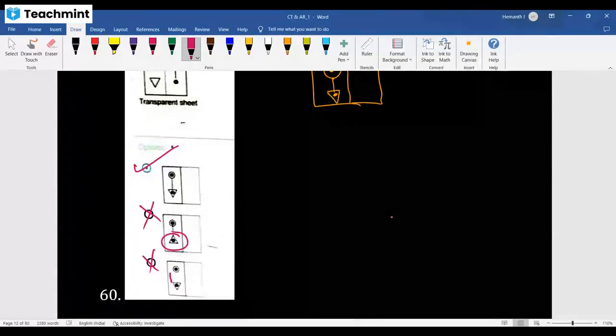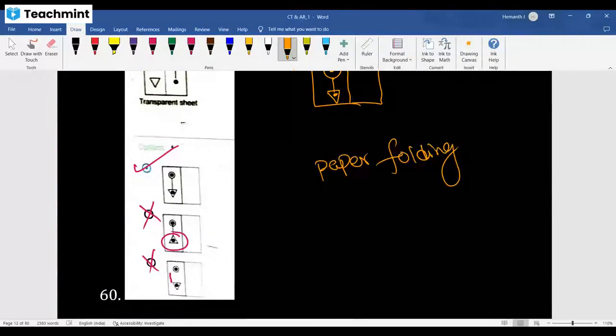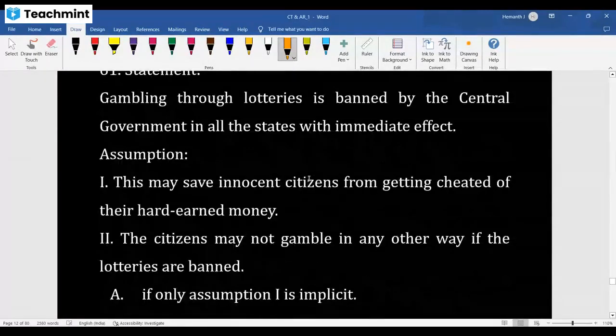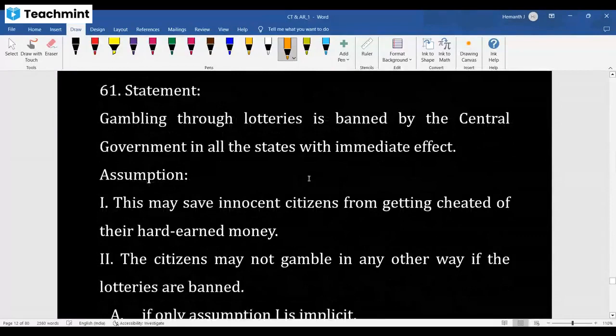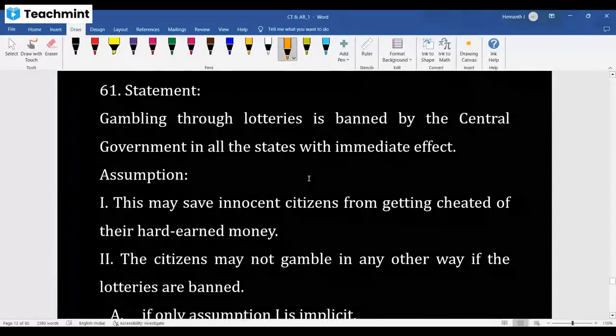Paper folding related. Figure matrix. Mirror image you can see. Next diagram, pattern completion we saw. So all this is explained. Now let's see statements and assumptions.